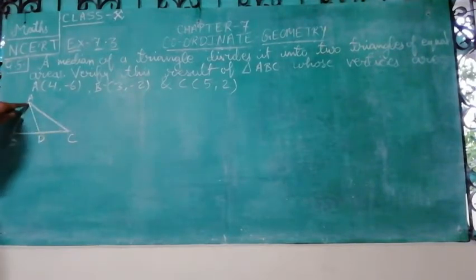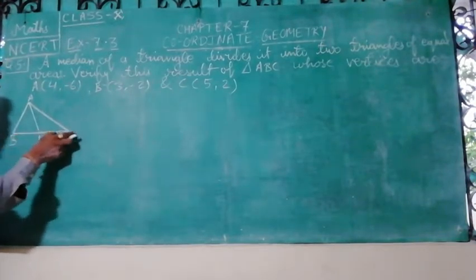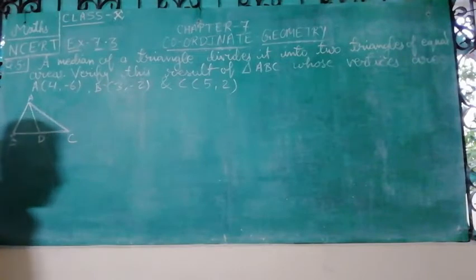Median of a triangle is that particular line segment which is drawn from one vertex to the opposite side and divides the opposite side into two equal parts. Then it is known as median of a triangle.